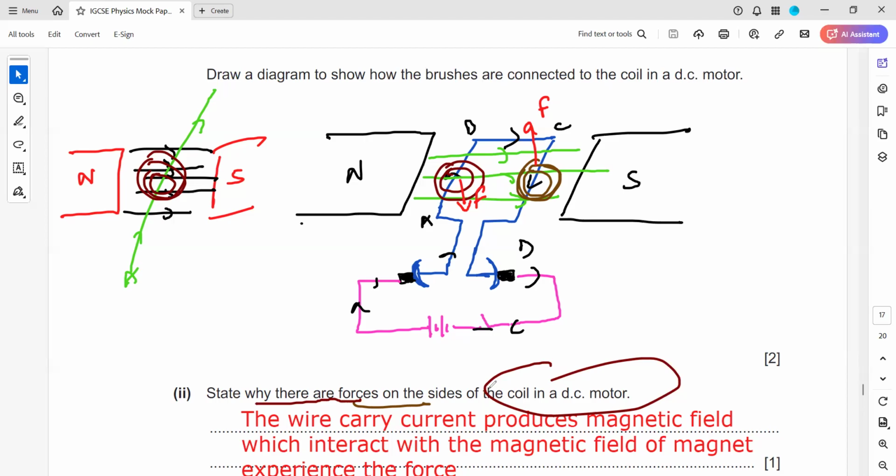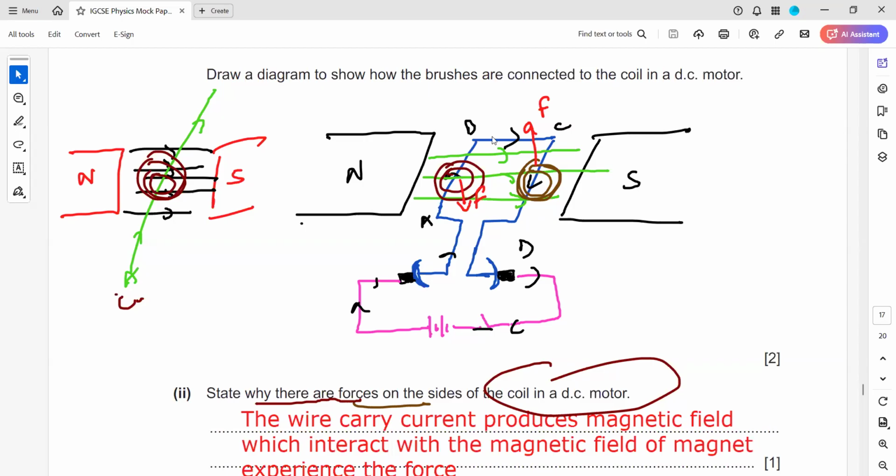The green lines are representing the magnetic field of a magnet, and the brown lines are representing the magnetic field of a wire. So simple idea, whenever there is a current in the wire, this will always experience a force. So interaction of the two magnetic fields causes the force. That is the first thing we will write. And then what about the direction of the force? That is the other point, that they always try to oppose the change in a magnetic field.